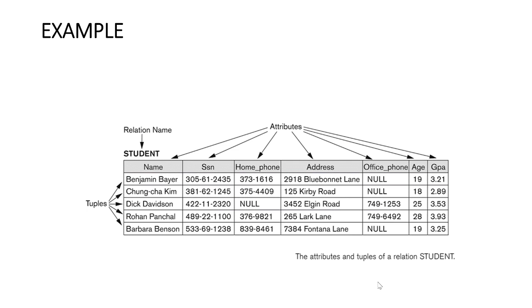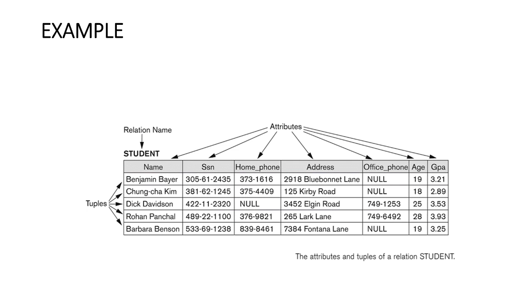So this is an example. The relation name is going to be Student. Previously we could say that the table name is Student, but in the case of the relational model, we have to call the table a relation. It contains a set of rows and columns. The set of rows are going to be called tuples.